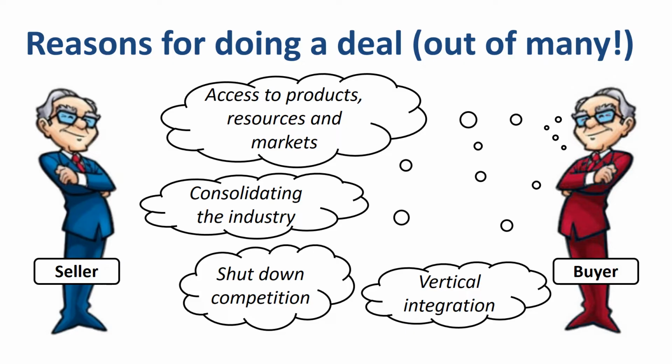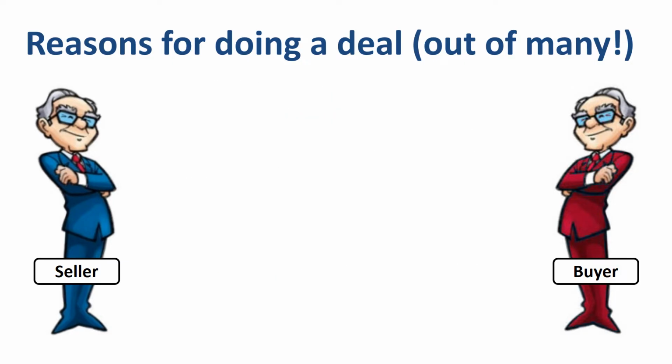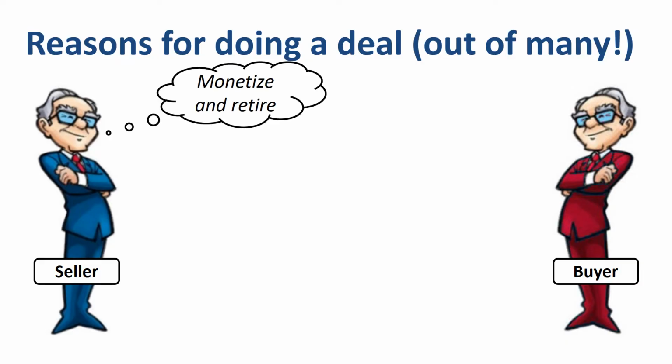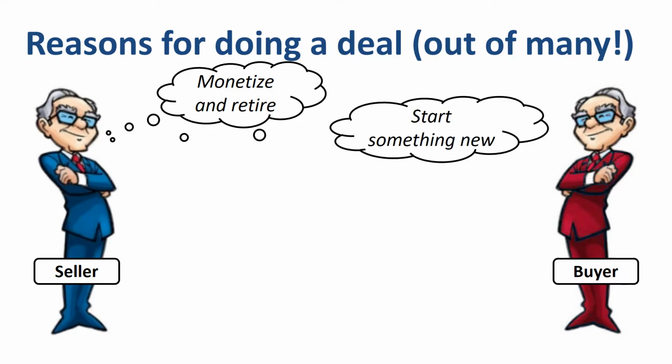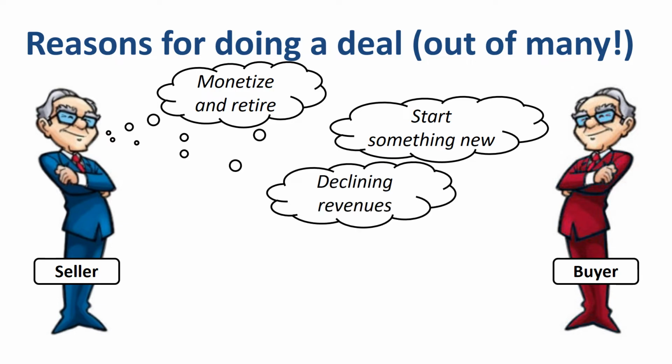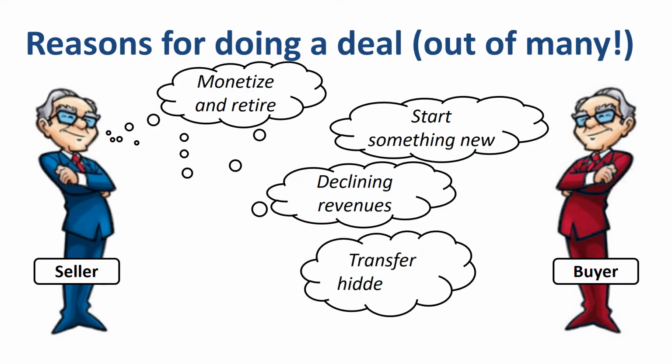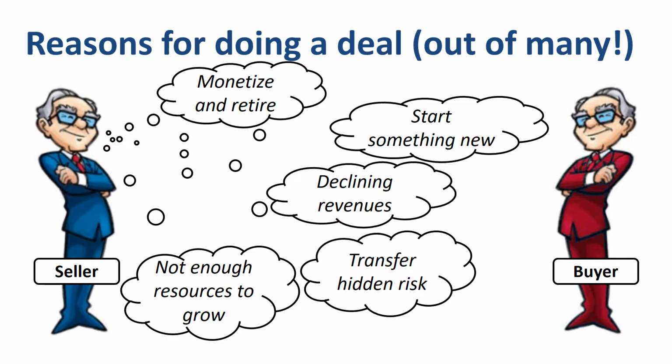Here are some reasons for an M&A deal from the perspective of the seller. Monetize and retire. Accepting an offer that's too good to refuse and retire at age 55, 45, 35 or even 25. The desire to start something completely new due to boredom or changing interests. Declining revenues, selling a struggling business. The less virtuous reason of transferring hidden risk to the buyer, which a buyer might detect during a thorough due diligence. Or simply lacking the resources to grow the business to its full potential.